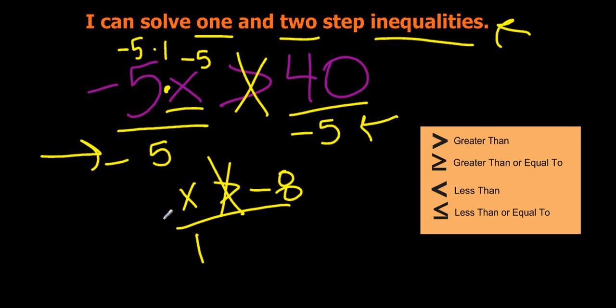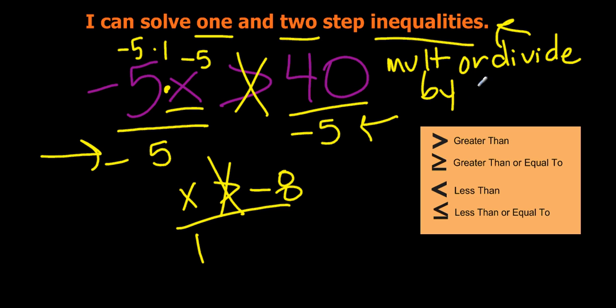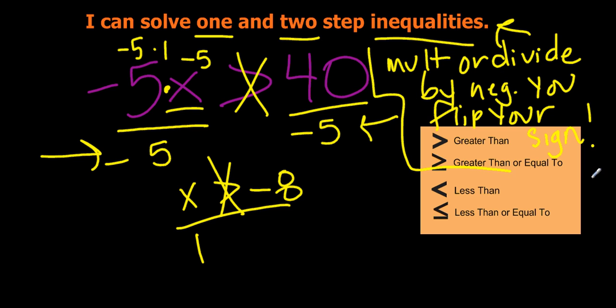you flip your sign. Woo! Here is the big old rule. You gotta know it. When you multiply or divide by a negative using your inverse operations here, you are going to have to flip your sign to keep your inequality true.